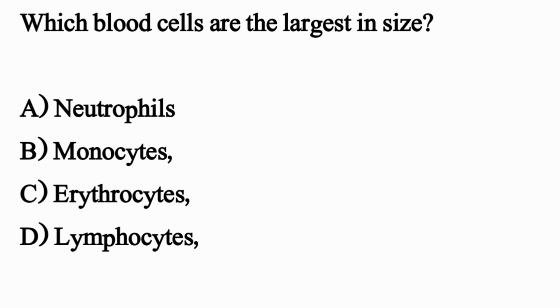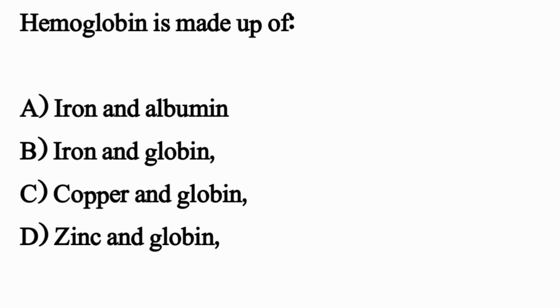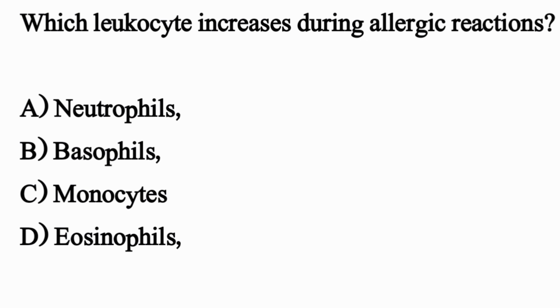Which blood cells are the largest in size? The right option is option B, monocytes. Hemoglobin is made up of. The right option is option B, iron and globin. Which leukocyte increases during allergic reaction? The right option is option D, eosinophils.